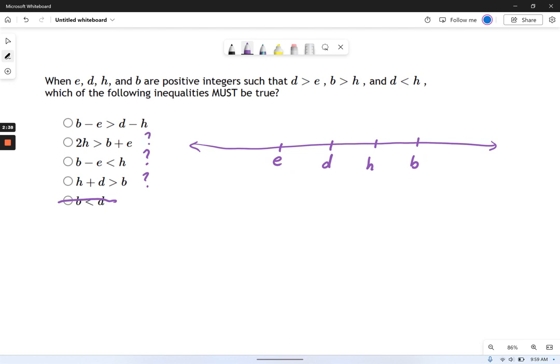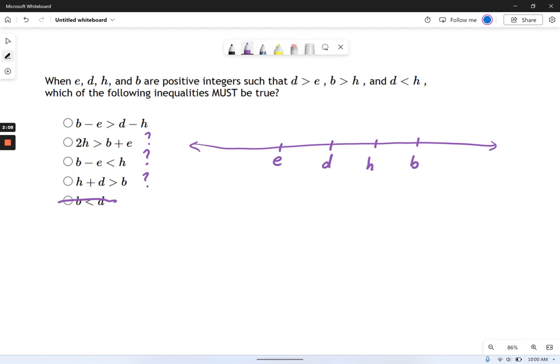How about this one? 2H is greater than B plus E. Well, I don't know if that's true. And I'll give you an example. What if B were 100 and H were 7, then we had 6, then we had 5. Okay, 2H would not be greater than 100 plus 5, right? So I've got a bunch of things here, and I don't know if they're true or not, even though I know the order of the numbers on this line.